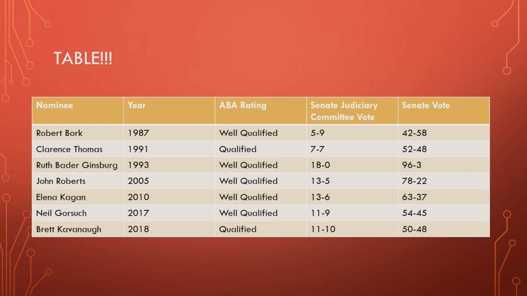As you can see at the bottom, the other interesting one at the moment is Brett Kavanaugh. 2018 was the year. His ABA rating was qualified. The Senate Judiciary Committee voted 11-10, which was along party lines. There were 11 Republican and 10 Democratic members in the Judiciary Committee. Then he won the Senate 50-48, which, correct me if I'm wrong, I think is the closest margin that any Supreme Court justice has won the Senate on. So as you can see, it's a difficult process, and there are a lot of tests to get through to become a Supreme Court justice.